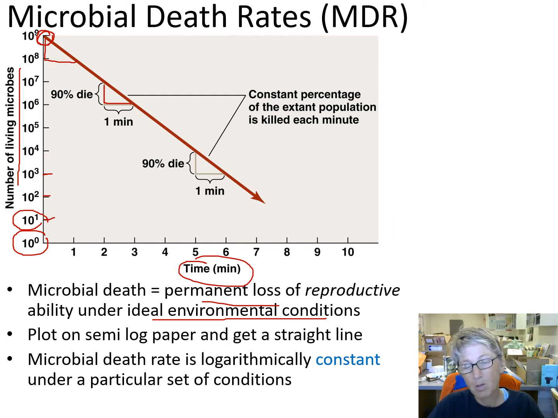So the microbial death rate is logarithmically constant under a particular set of conditions. Those are, for example, the ideal environmental conditions that you set as someone who's trying to disinfect or clean an object. And then it says here in the graph, a constant percentage of the extant, that's the living population, is killed each minute.